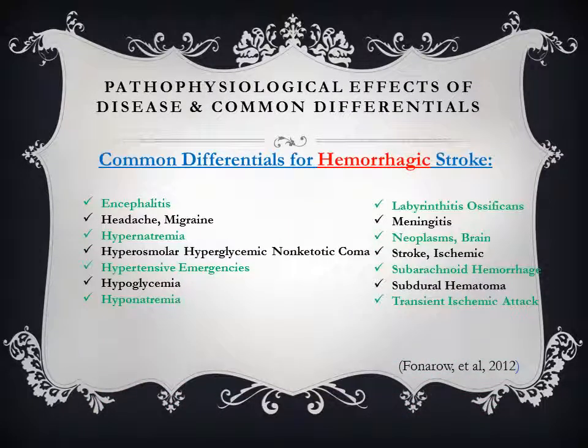Now let's talk about common differentials for hemorrhagic stroke: encephalitis, migraine headache, hypernatremia, hyperosmolar hyperglycemic non-ketotic coma, hypertensive emergencies, hypoglycemia, hyponatremia, labyrinthitis ossificans, meningitis, brain neoplasms, ischemic stroke, subarachnoid hemorrhage, subdural hematoma, and transient ischemic attacks. How many can you name that are similar to the ischemic stroke?